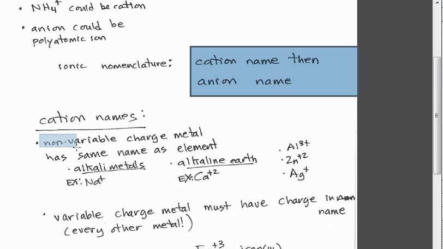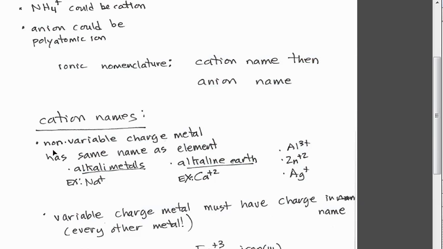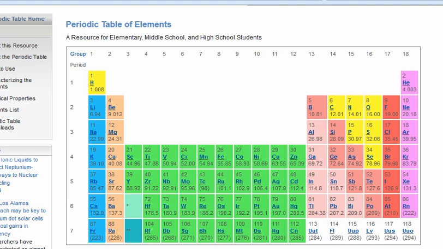There are cations whose charges are always, always, always the same. That's what are known as non-variable charge. Their charge is always the same. And these cations have the same name as their element. So if we take a look at a periodic table, the alkali metals always have a charge of +1. Always, always, always, always. So their charge is non-variable.